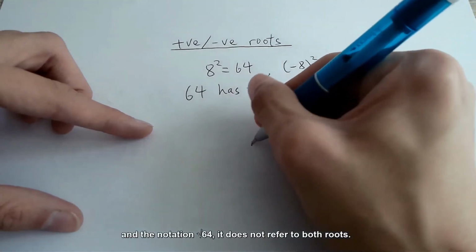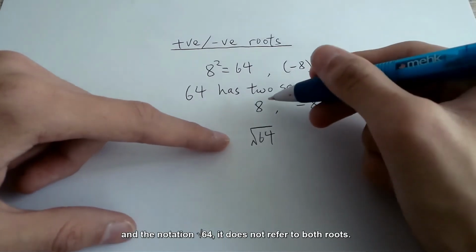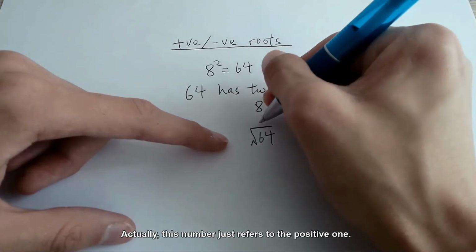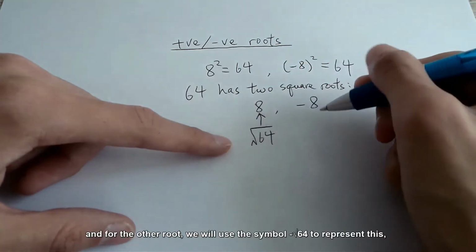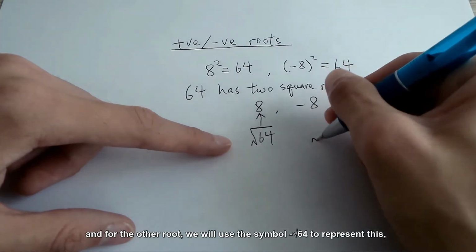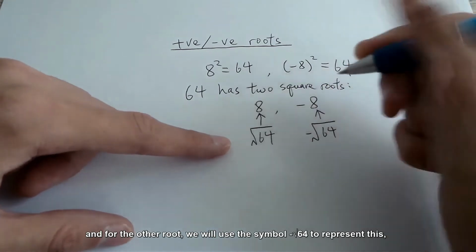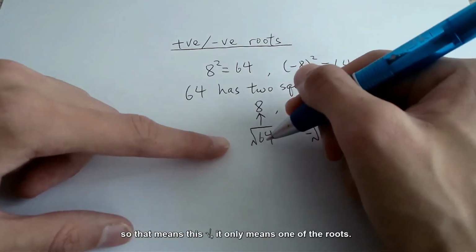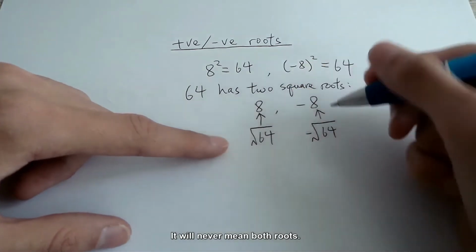And the notation root 64 does not refer to both roots. Actually, this number just refers to the positive one. It only refers to one of the roots. And for the other root, we will use the symbol minus root 64 to represent this. So that means this root only means one of the roots. It will never mean both roots.